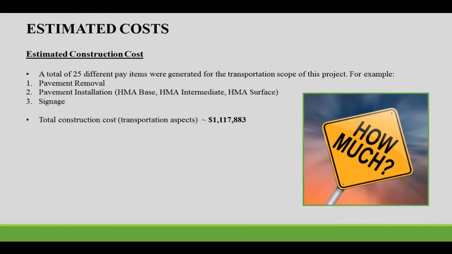So in conclusion, my total project or construction cost for the transportation part of this project was roughly $1.1 million. And this included things such as pavement removal, pavement installation, signage and striping, all that jazz. So now I'll pass off to Kyle, and he'll talk about the water resources.